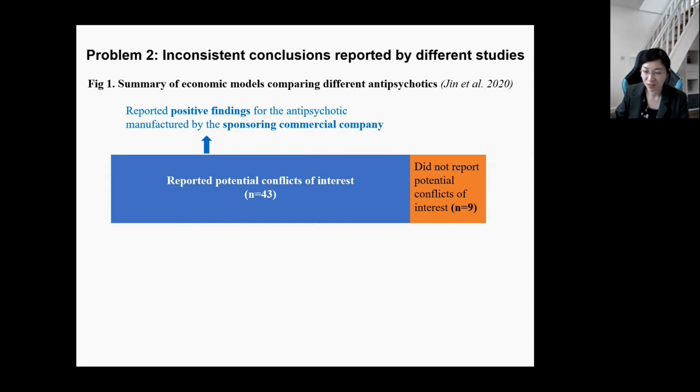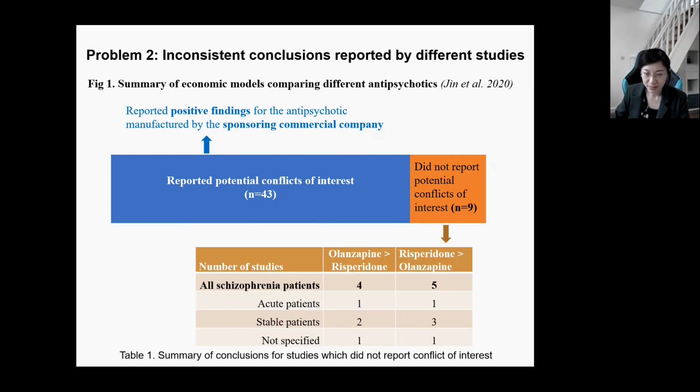Unfortunately, these 9 studies also report inconsistent conclusions. Of these 9 studies, 4 of them reported that olanzapine is more cost-effective than risperidone, while the other 5 studies reported that risperidone is more cost-effective than olanzapine. Even if we further stratify those 9 studies by patients' health status, the inconsistency of conclusion remains.